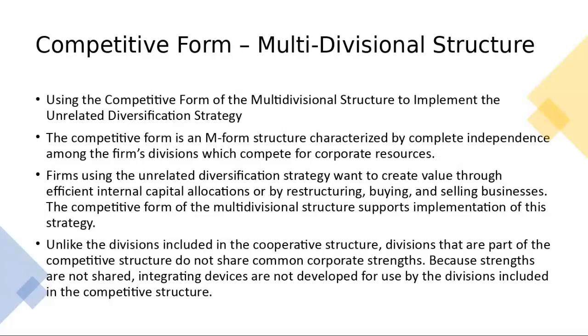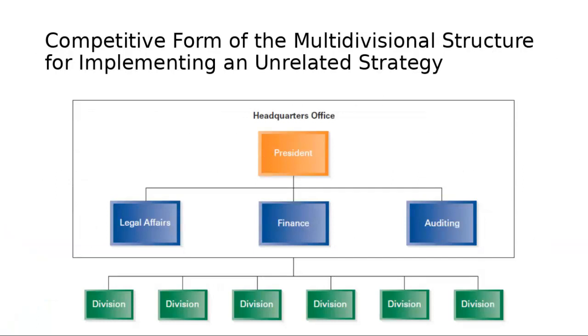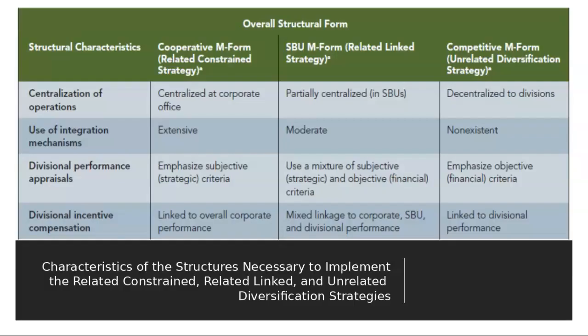So unlike the divisions included in the cooperative structure, divisions that are part of the competitive structure do not share common corporate strengths, because strengths are not shared. Integrating devices are not developed for use by the divisions included in the competitive structure. And a competitive structure would look like this. Pretty much the same overall M form. So, yeah, all right, a little recap.